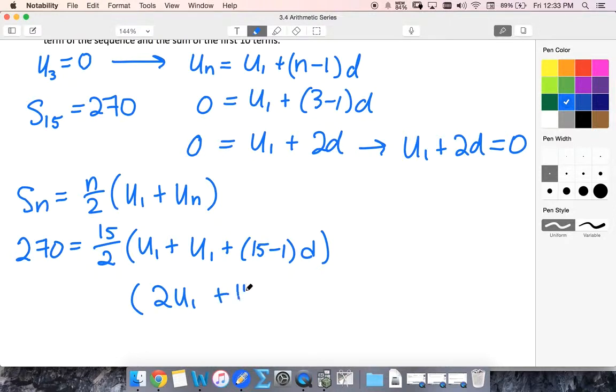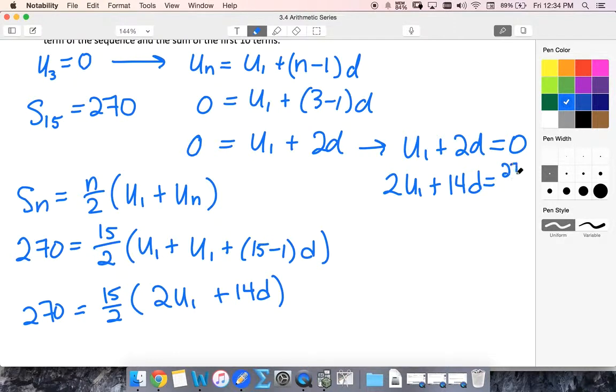2U1 plus 14d, 15 divided by 2, 270. I'm so close to PolySimult form, I just need to move this to the other side. So the other side is going to be 270 divided by 15 over 2. Then I'm left with just 2U1 plus 14d equals 270 divided by 15 over 2.